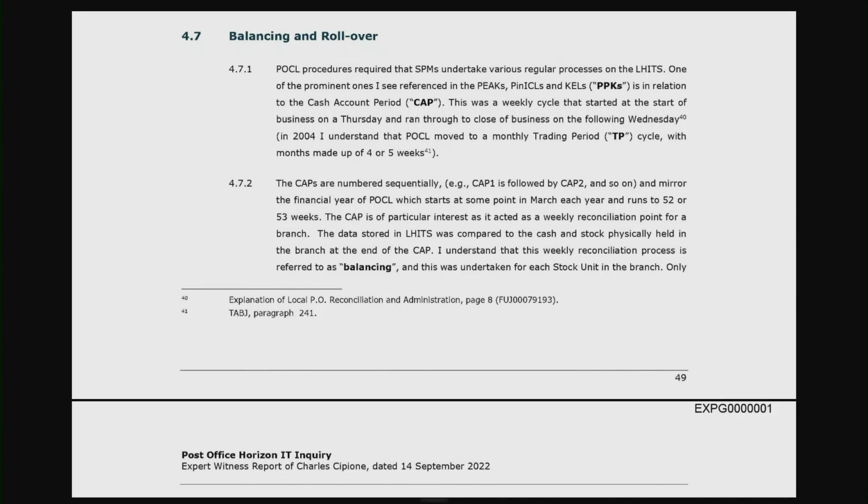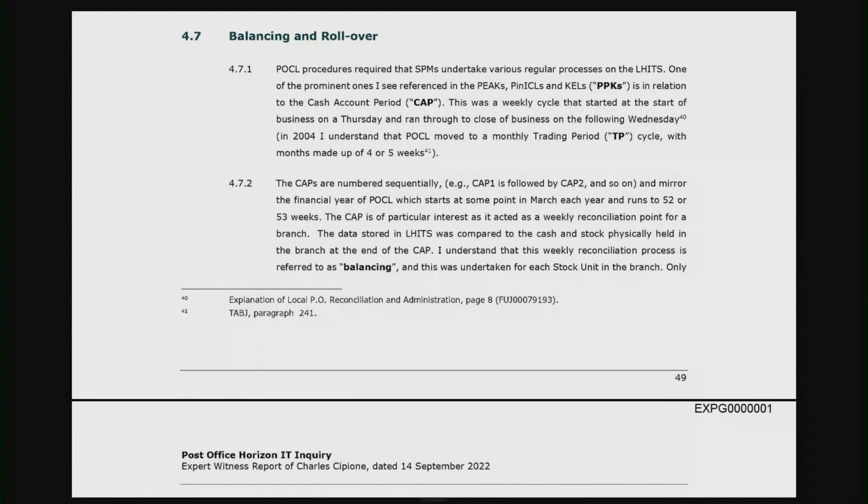Yes, the cash accounting period was a weekly cycle. I believe it started Thursday, ended on the subsequent Wednesday evening. That was basically a period of time at which point a reconciliation needed to be done. All the books and records needed to be checked to make sure they were in alignment with the Horizon system, to the physical stock and cash that was at the branch.